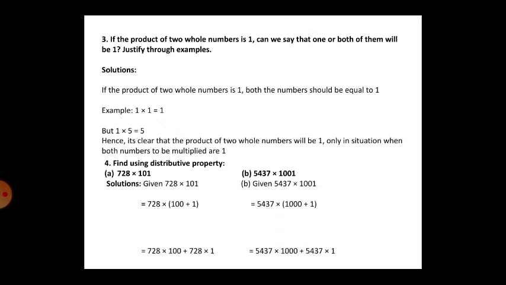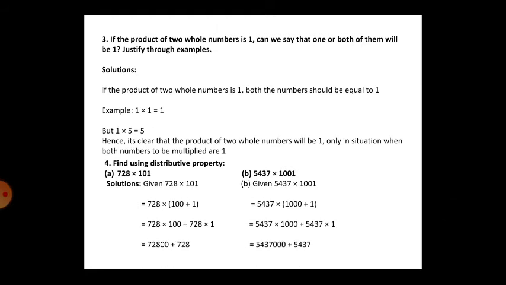Find using distributive property. Here you have to apply the distributive property and answer this question. See, 728 multiply with 101. Take the easiest number and split it, because distributive property means you have to split that number, multiply inside of the bracket and simplify that.